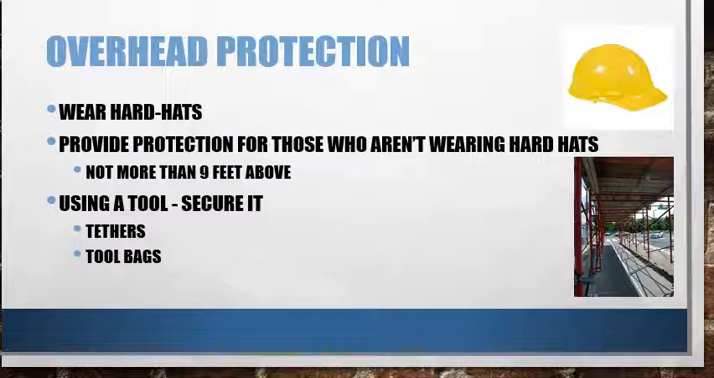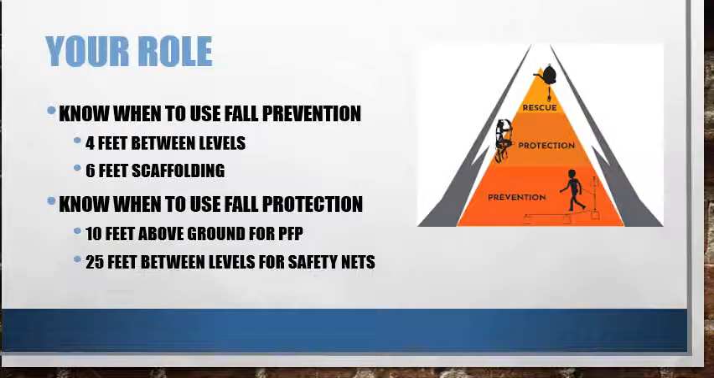And when you do that, you can't have the overhead protection be more than 9 feet above them, otherwise whatever falls onto the overhead protection could then fall again and accelerate and still cause an injury. Also for overhead protection, if you're using a tool, make sure you secure it, either with a tether or with a tool bag. So what is your role in fall protection?